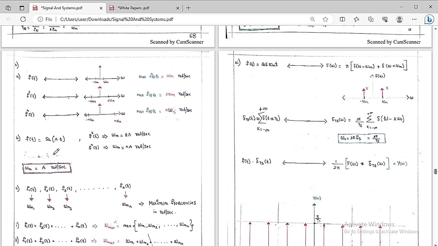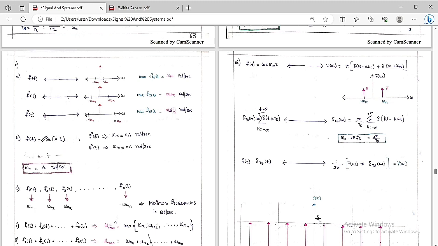Suppose f of t is equal to psi of a t. Psi of x is nothing but sine x by x. So psi of a t is nothing but sine a t by a t. Now, this is in terms of omega: sine omega t, where omega is equal to a. So omega is nothing but a radians per second. Now, for f square of t, I already told you, for f of t the frequency present is a. Therefore, f square of t will have 2 times a. Similarly, f of t to the power of n means n times a. So this is what I'm trying to tell you. This is an example for this concept.